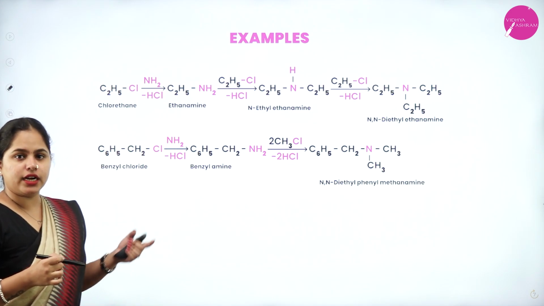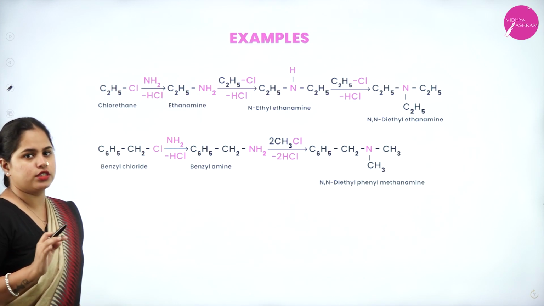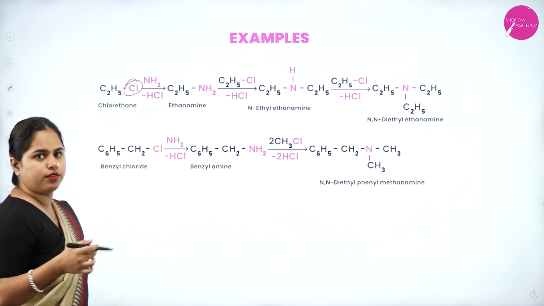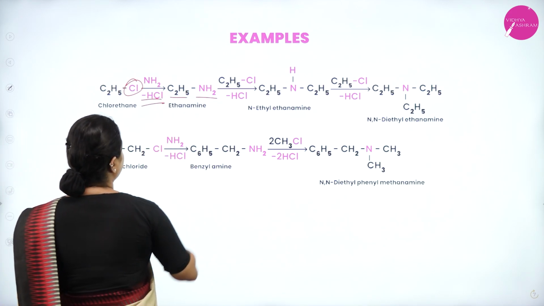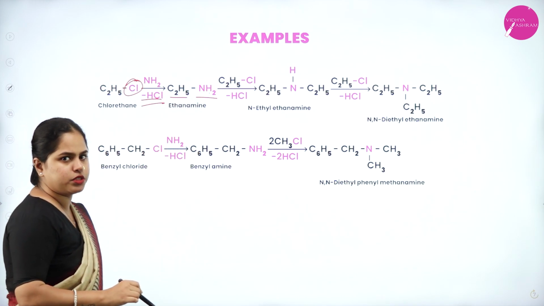So it is going to react with ammonia. So alkyl halide reacting with ammonia is called ammonolysis. What is going to happen is H from the ammonia and Cl from the halogen will be removed as HCl. So that you can see, you will get C2H5NH2. So instead of the halogen, what is present here? Amino group is present here.